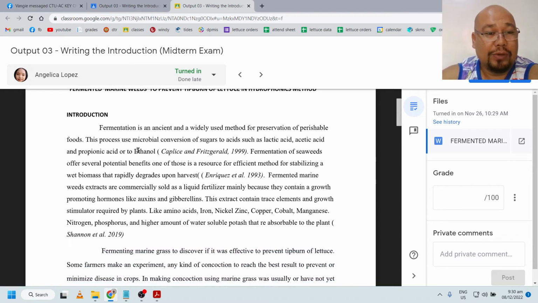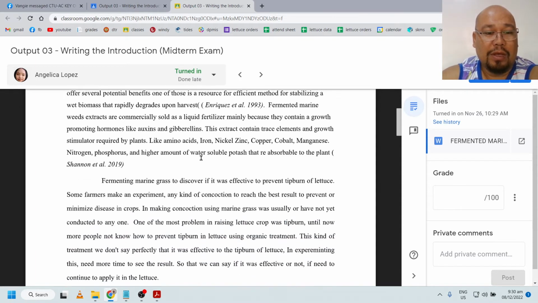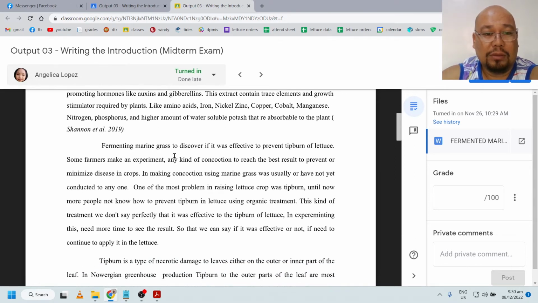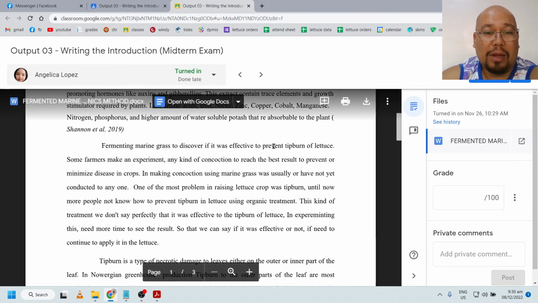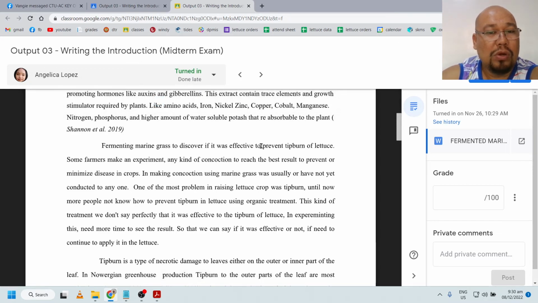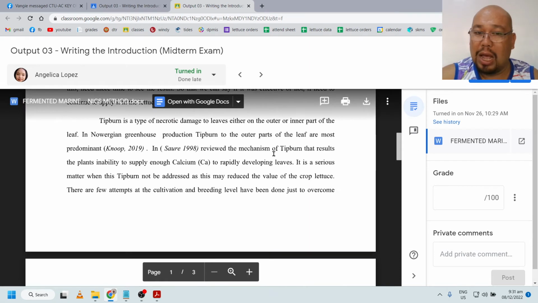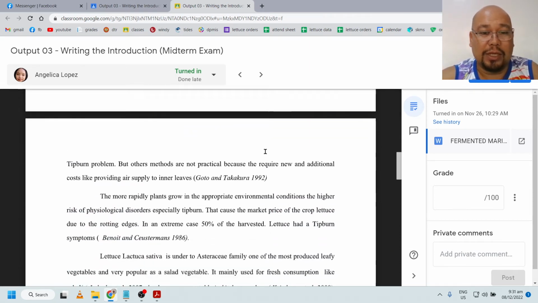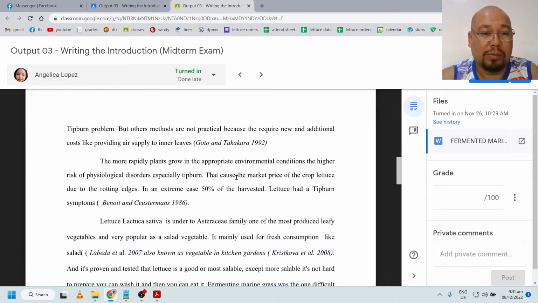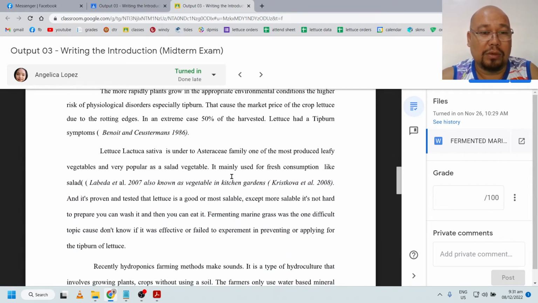Fermented. This is a good start. Fermentation is an ancient practice. Fermenting marine grass or marine plants, kini is imuha na ni siya. Try to do away with tip burn. Okay, so probably you look into it. Ayaw lang tip burn ha, kay it's difficult to isolate that one. Tip burn is also a problem appropriate to lettuce.